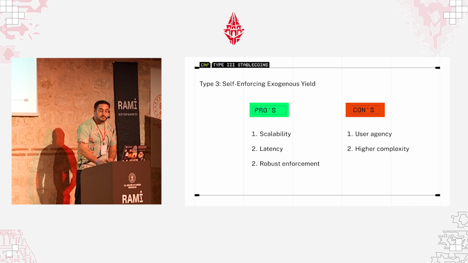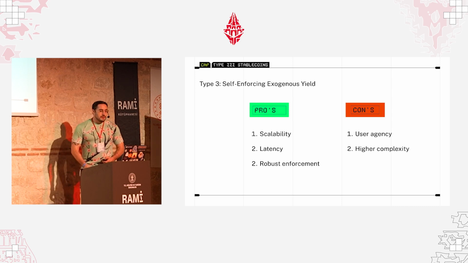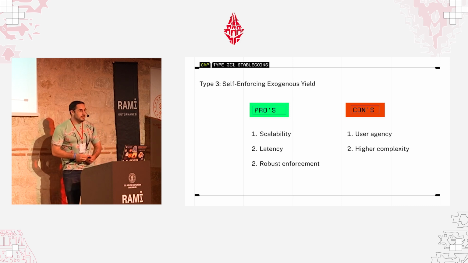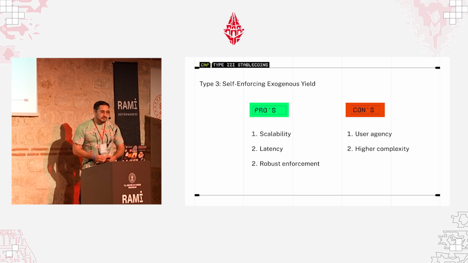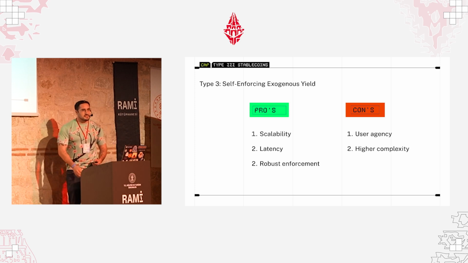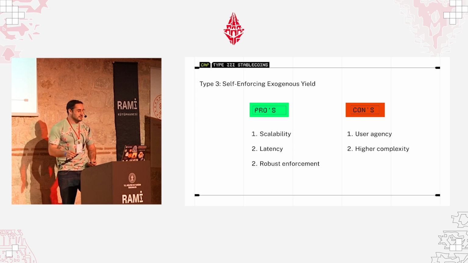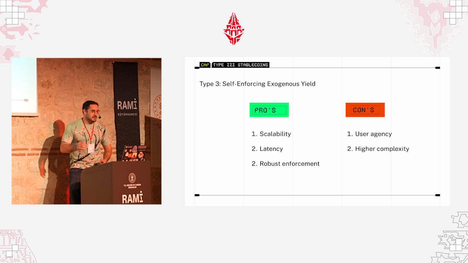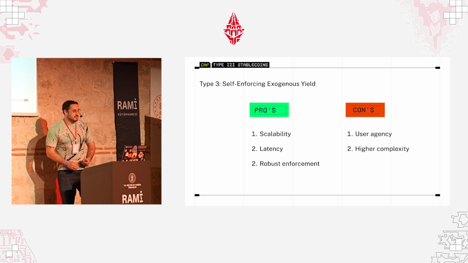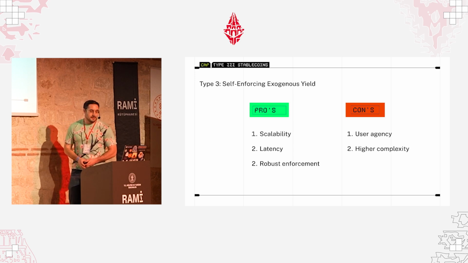So what are the cons? User agency. We don't believe users should decide where to put their money. They just don't have the skill or expertise to. And higher complexity. It's more complex because this isn't just a single wrapper of a hedge fund or a single strategy. This is much more like a blockchain where there's an objective set of rules that determines the rewards or penalties of various actors.